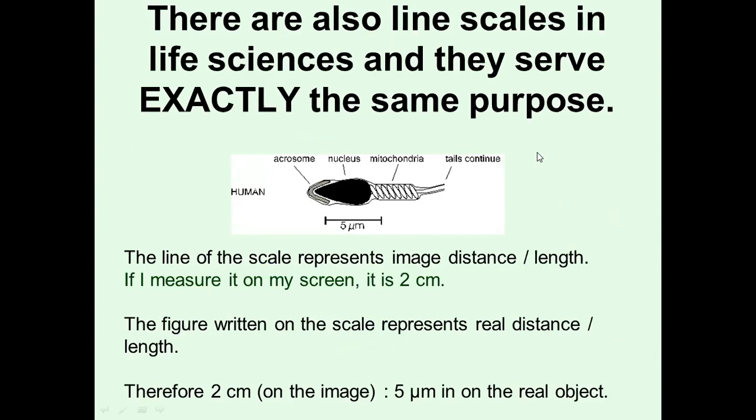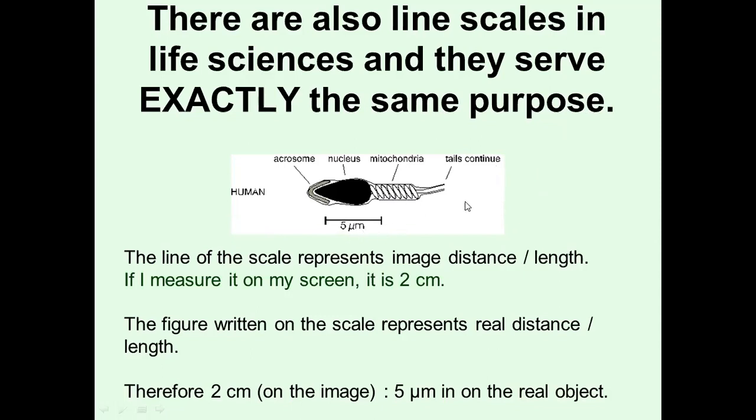Okay, so there are also lots of line scales in life sciences, and you're going to work with them like a ratio. They serve exactly the same purpose as a line scale on a map. So here we've got a little sperm cell, or a part of a sperm cell, and here's a line scale, and it says that length equals 5 micrometers in reality.